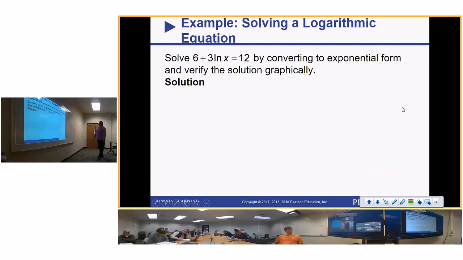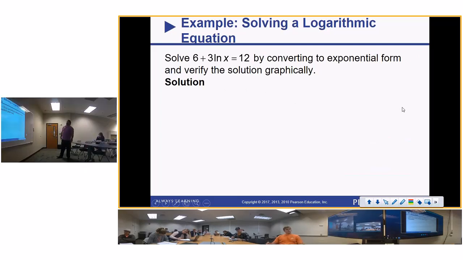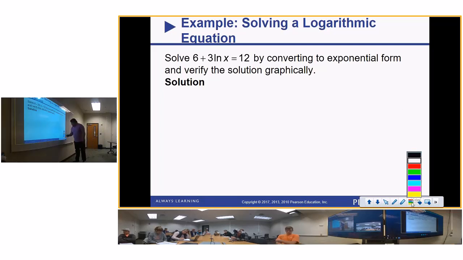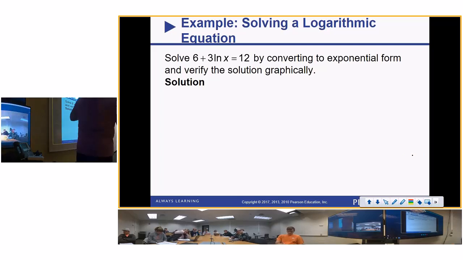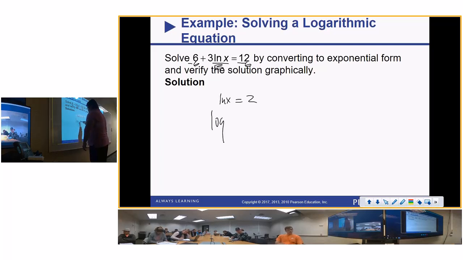Well, this is not too bad, but it's still doing the same thing. Subtract 6, divide by 3, then you've got the natural log. Now I want to show you a trick I learned in the war. You can take that natural log and change it to log base e and not skip a step. So minus 6, divide by 3. What's 6 divided by 3? 2 is equal to the natural log of x. Now I would change this to log base e of x is equal to 2, and now you've got the definition of logarithm.